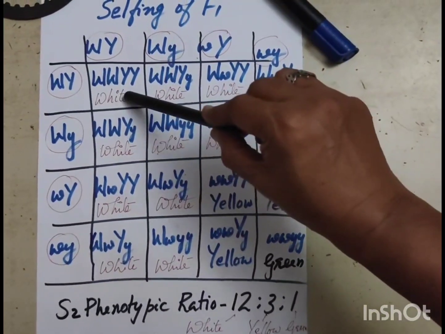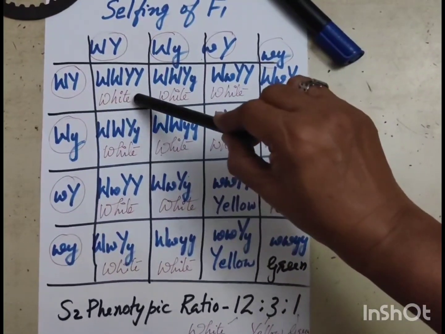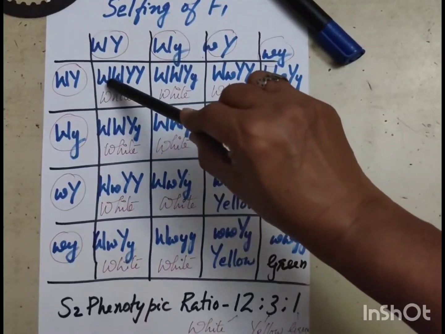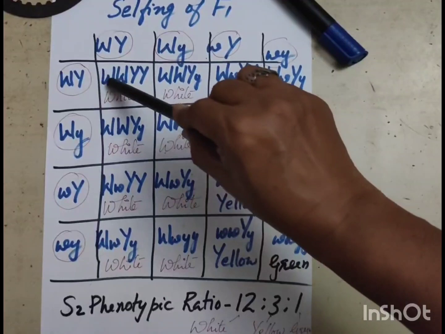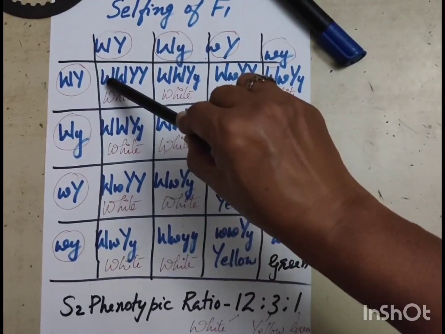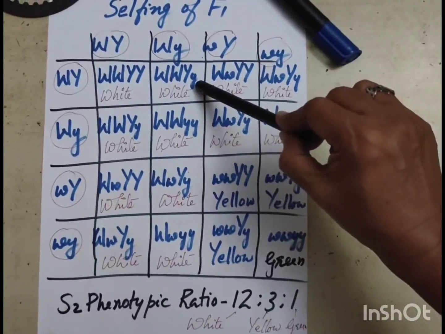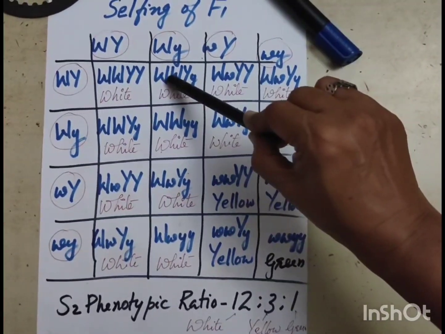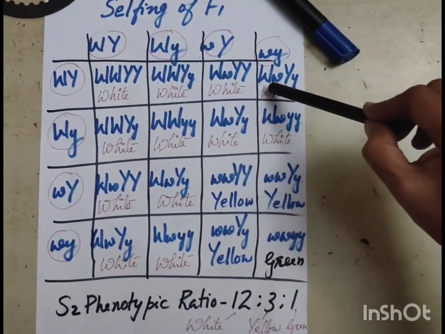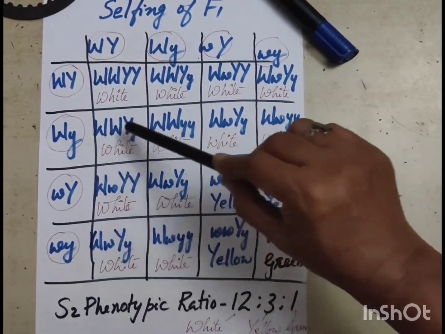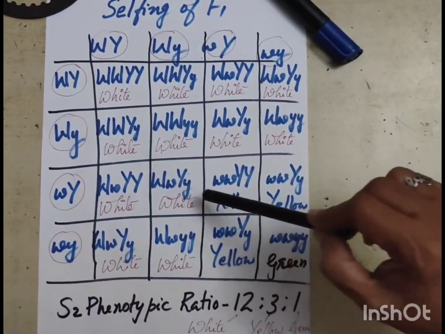The first organism is capital W, capital W, capital Y, capital Y. Of course, it's white in color because capital W is present, though capital Y is also present, because this is the dominant epistatic gene. You know that now. Here also capital W, capital W, capital Y, small y. Capital W is present, so you don't have to think about anything else. It's white in color. Here also white, here also white, white, white, and so on.